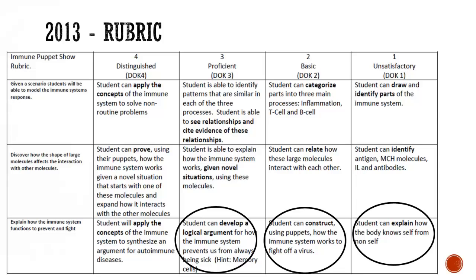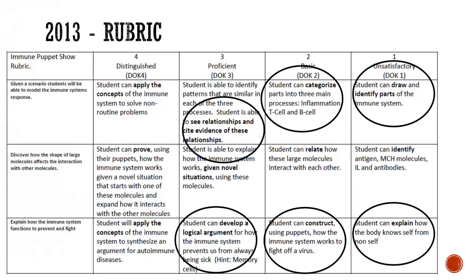Notice that there's still a statement about quantity, but those statements appear in the basic and the unsatisfactory columns. Students can draw and identify parts. Students can categorize those parts into 3 main processes. And students should be able to see the relationships and cite evidence of these relationships.